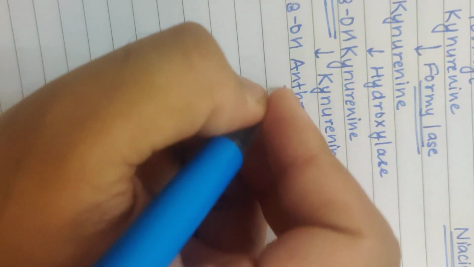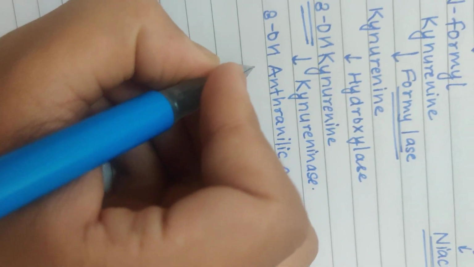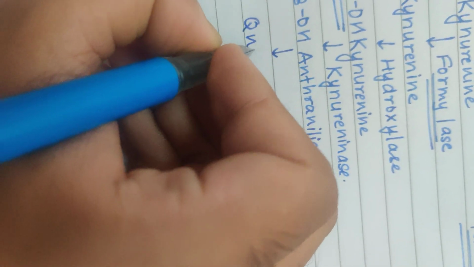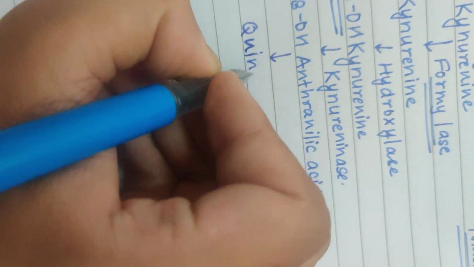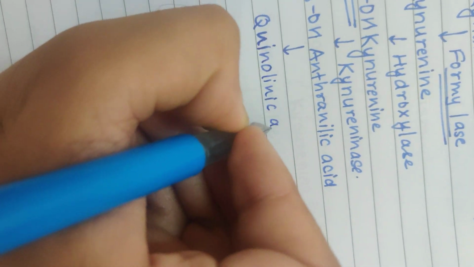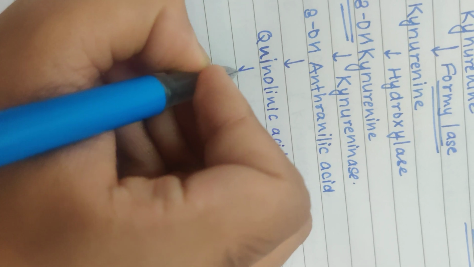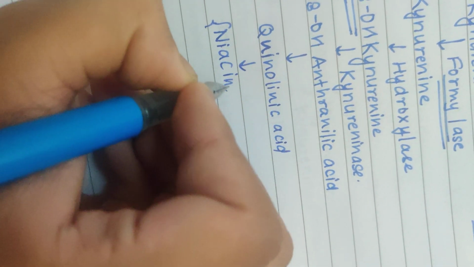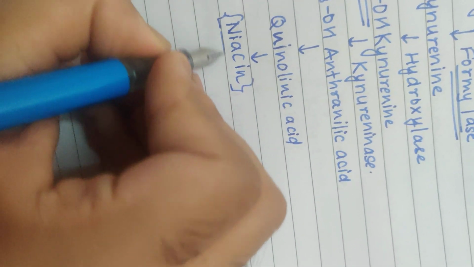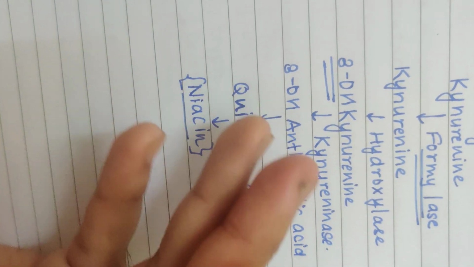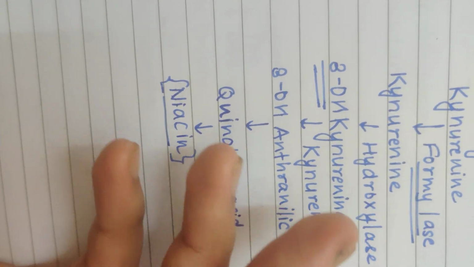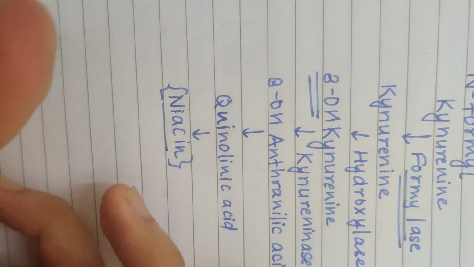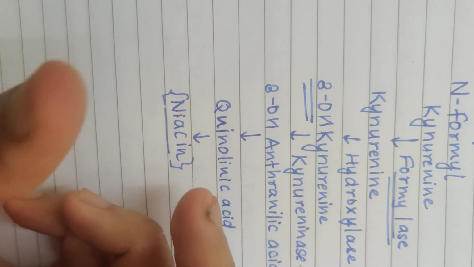So we'll get the 3-hydroxyanthranilic acid. It will get converted into quinolinic acid, which will get converted into niacin. But this is still not the active form. Niacin, as we know, NAD plus, NADP plus, all these substrates were the active forms, right? Like the coenzymes, right?